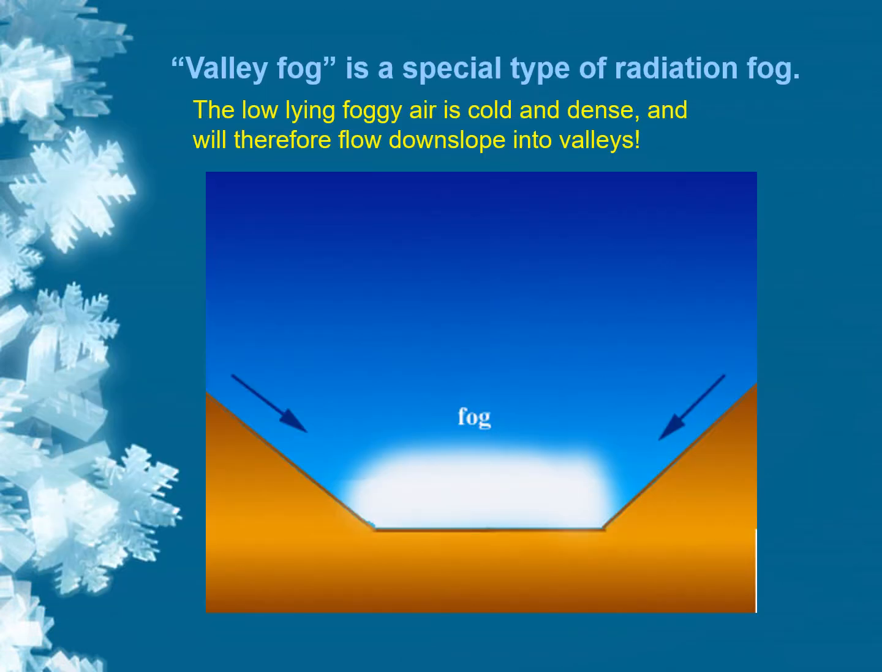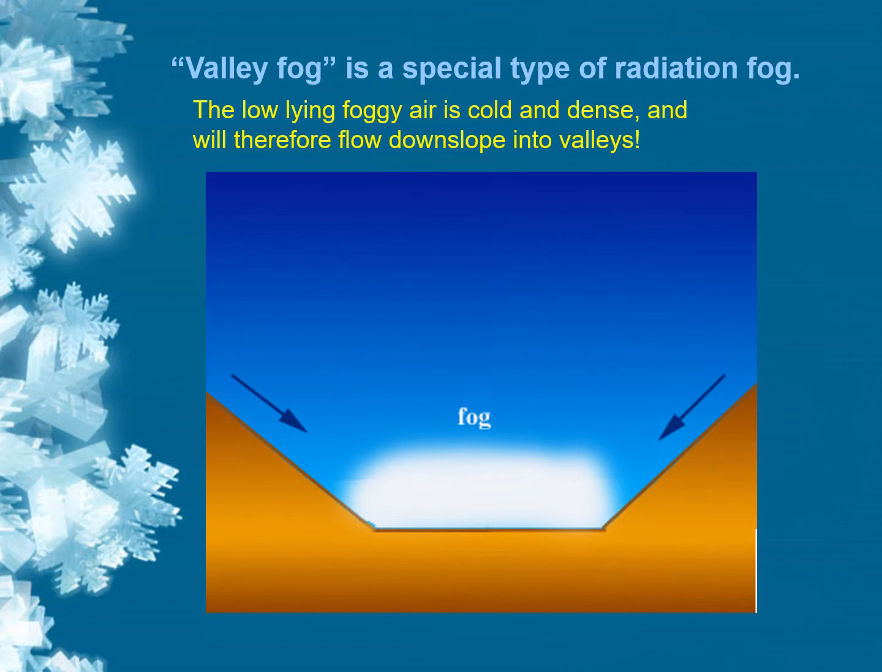Valley fog, I will want you to know this for your exam. It's a special type of radiation fog. So imagine you're in a mountain range, but you've got a valley there, a river valley. The sun is getting low in the sky, and you're going to start to lose heat and cool from the ground surface up. But the higher elevations, mountains on either side of the valley, are going to cool quicker or first.